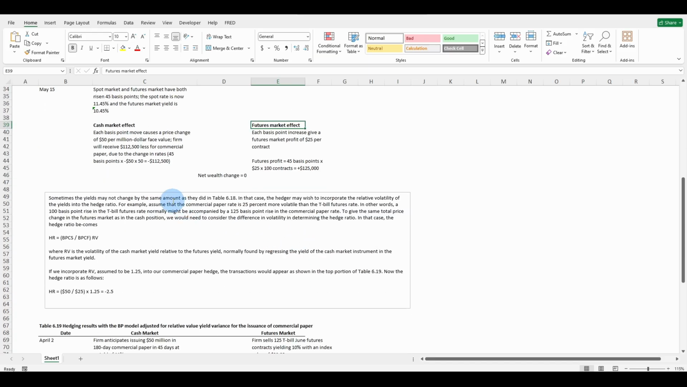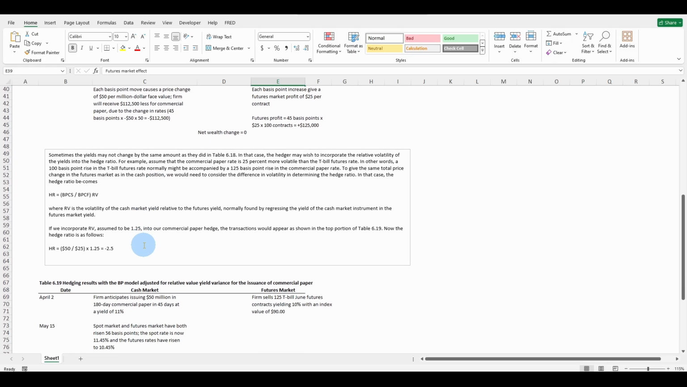Sometimes the yields may not change by the same amount as they did in Table 618. In that case, the hedger may wish to incorporate the relative volatility of the yields into the hedge ratio. For example, assume that the commercial paper rate is 25% more volatile than the T-bill futures rate. In other words, a 100 basis point rise in the T-bill futures rate normally might be accompanied by a 125 basis point rise in the commercial paper rate. To give the same total price change in the futures market as in the cash position, we would need to consider the difference in volatility in determining the hedge ratio.